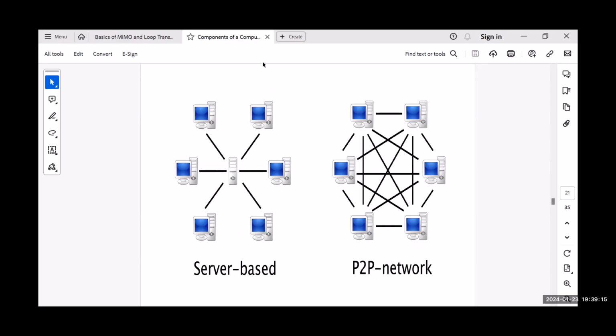So you can see that on the left-hand side, we have a server-based system where we have a dedicated server and computers are connected to that server. Whereas in case of the peer-to-peer network, each computer is directly connected to the other computer. So this computer is connected to this one, this, and similarly for the other computers as well.